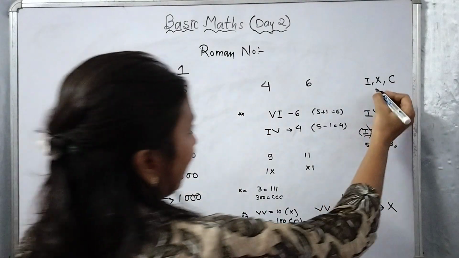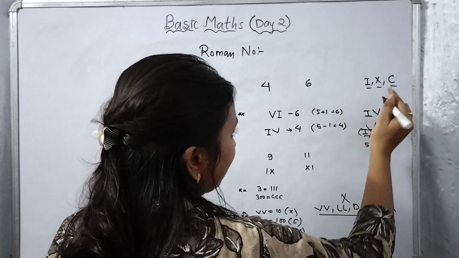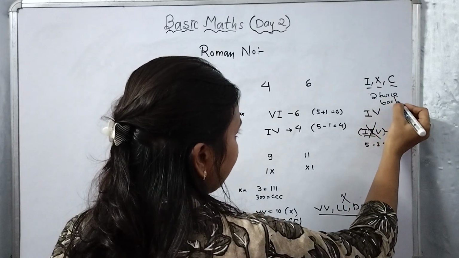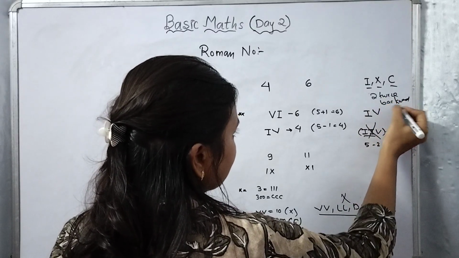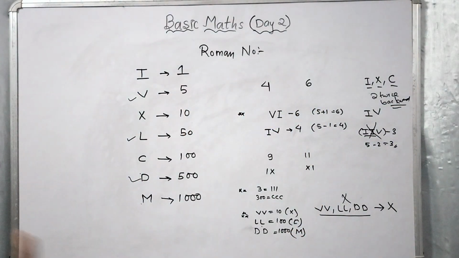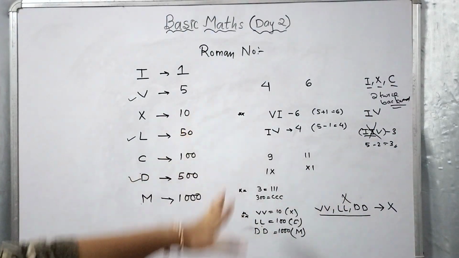You cannot write I, X or C twice backward. Backward, not front. Fine? Backward. Don't get mistaken. This can't be written backward twice. This can only be written backward once. Fine? So these are some of the tricks.